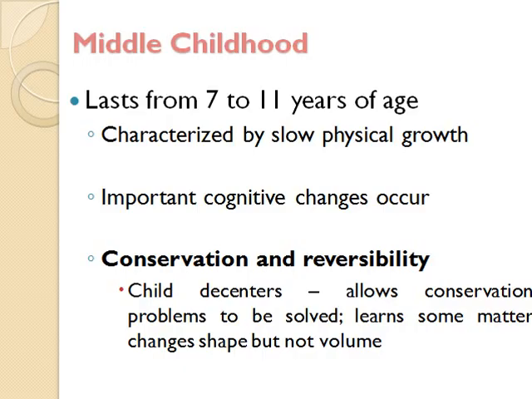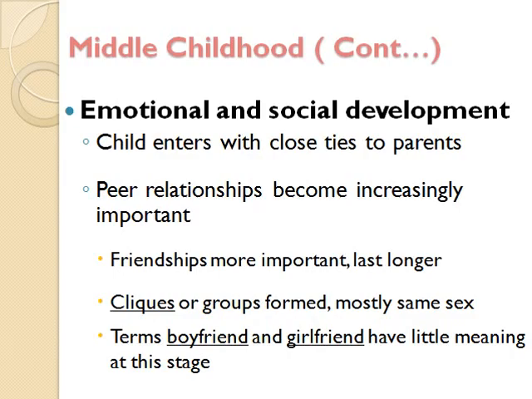Emotional and social development, where the child begins with close ties to parents. Peer relationships become increasingly important. Friendships are more important, and the friendships last longer. Cliques or groups are formed, mostly of the same sex. Terms like boyfriend and girlfriend have little meaning at this stage.